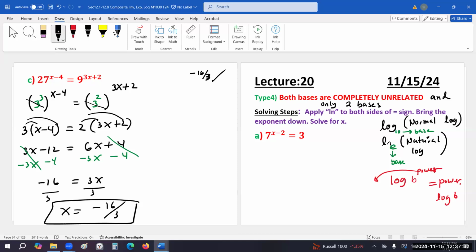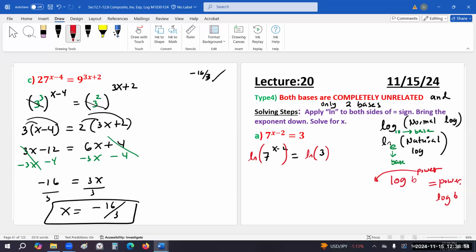So instead of using log, I would like to use natural log. So we have 7^(x-2) = 3. I'm going to apply natural log to both sides. You may wonder why natural log? Why not log? Well, you can use log, but I want you to have the habit of using natural log. Why? Because our next type of question has base e, and for base e, you must use natural log. You cannot use the normal log. That's why I want you to use natural log for any case, so you don't get confused about when to use which one.